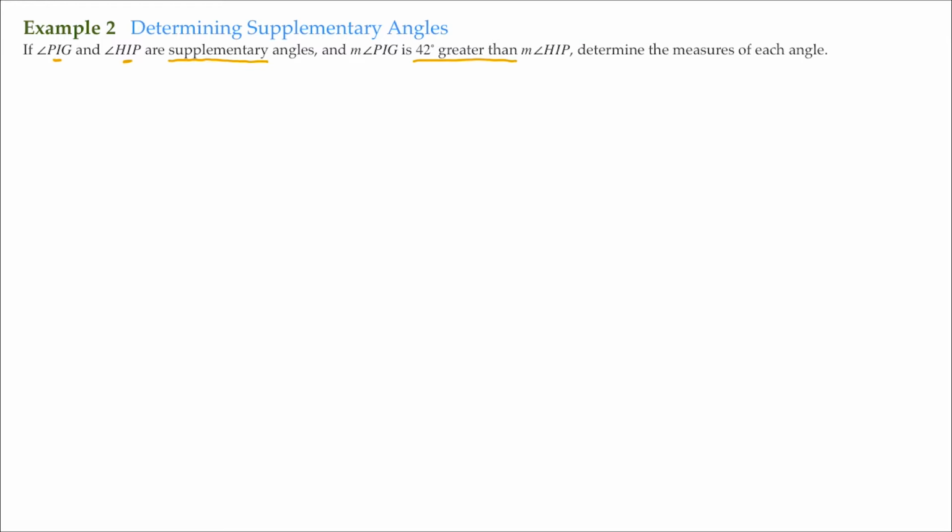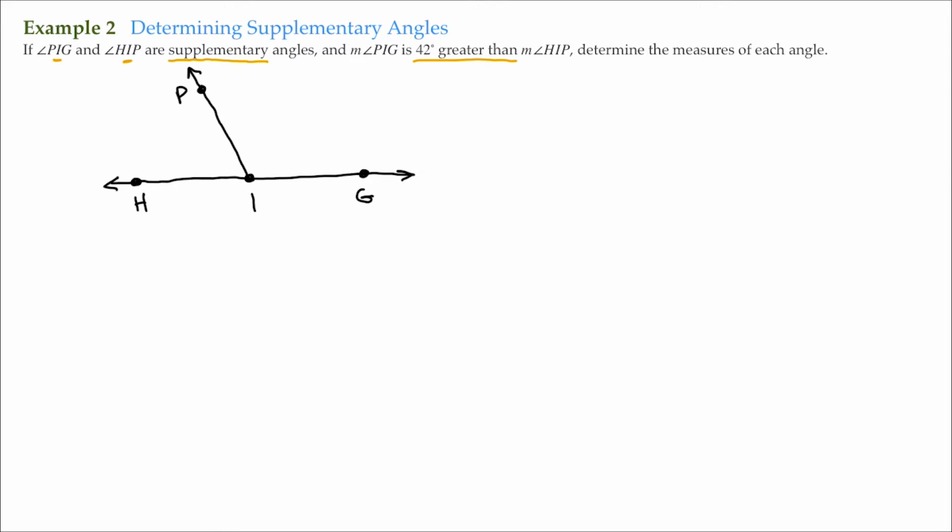So what I'm going to do is put in a sketch of the 180 degree angle. That's our straight angle. Then I'm going to put in another angle here. And this is our vertex, our common point. I can then label this point as H and put P up here. So here is our angle HIP. And then over here I'll put in point G, and here is our angle PIG.